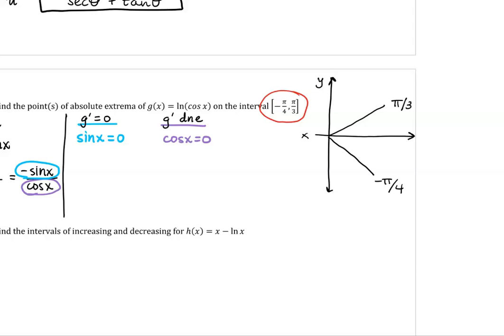So we're only looking in this interval there. So where does sine x equal 0 in this interval? Sine is the y-coordinate. That's going to happen at 0.